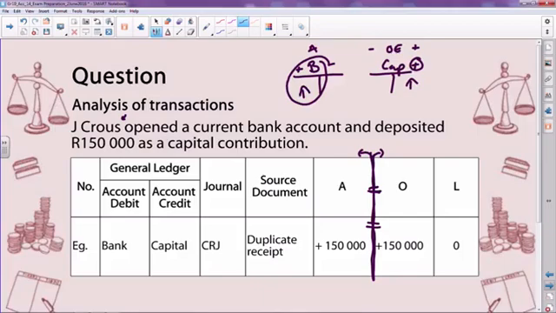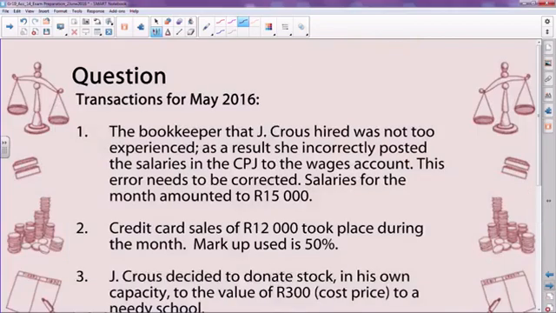So let's look at a few that you can start off with. The very first one, let's read it together, and then I want to give you a minute to quickly answer it. The bookkeeper that J. Krause hired was not too experienced. So as a result, she incorrectly posted the salaries in the CPJ to the wages account. This error needs to be corrected, and therefore salaries for the month amounted to 15,000 Rand. So now we need to go and fix this error. I hope you can remember what journal to use, what source document, and what account will be debited and credited. So 1 minute starts now.